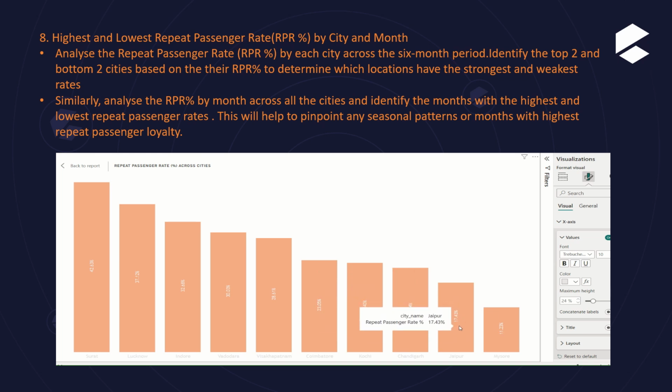Even though Jaipur has the highest average trip distance and average fare cost, the repeat passenger rate is very low. Even though Surat stands third in the most traveled cities, it has the highest repeat passenger rate. This indicates that cities which are business based have the highest repeat passenger rates.